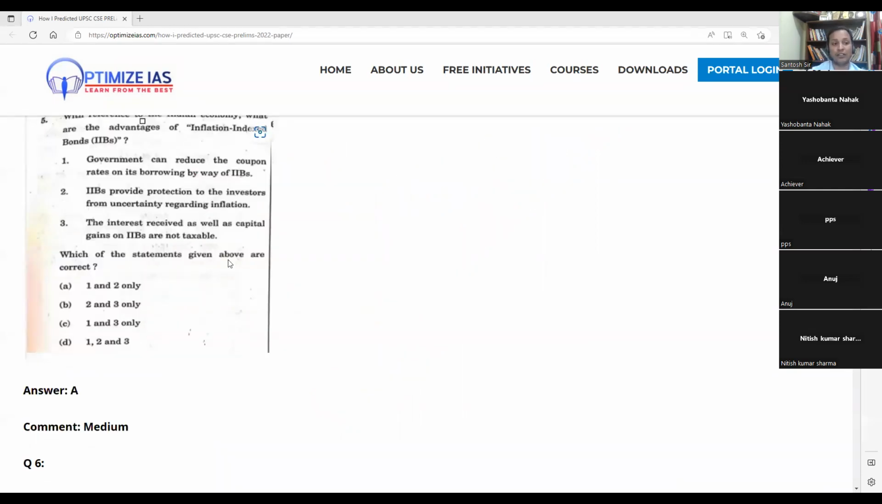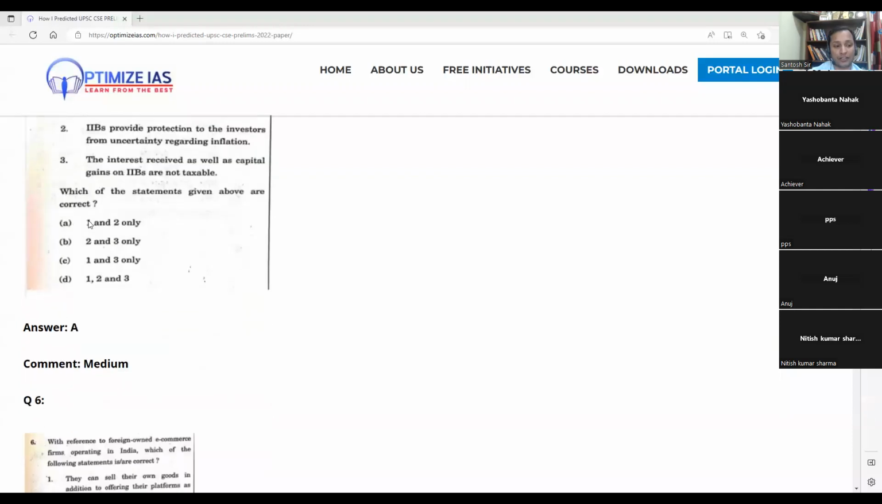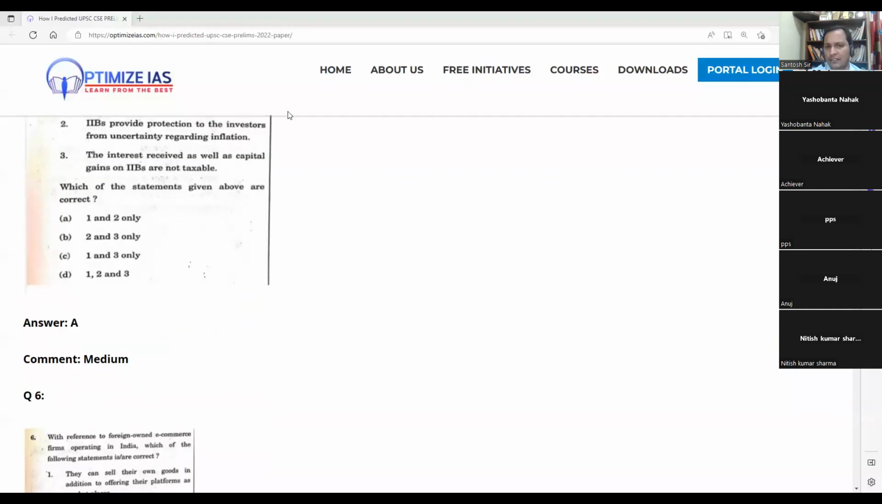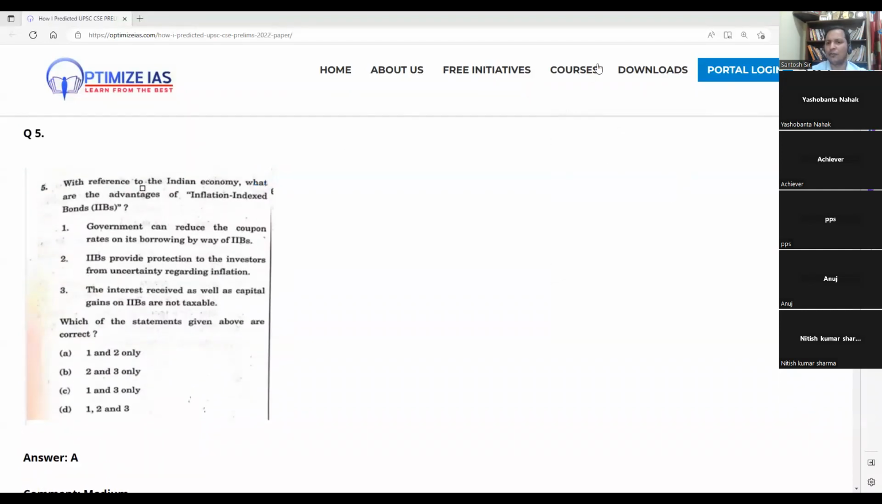Okay, let us now move on. Inflation indexed bond. This was not covered properly, so I'm not including this. For the last 2 years, which is the main macroeconomic problem India is facing? Tell me.